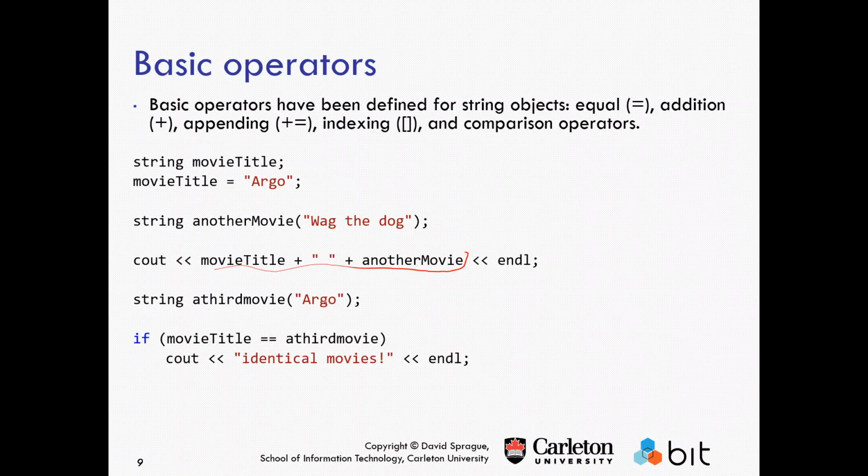I have a third movie named Argo. We're going to start that one. If this movie title here, the original movie title, which I haven't changed, is equal to this movie title, they are identical movies. I would assume that this thing is going to say Argo space Wag the Dog, new line, and then it's going to say identical movies. The movie title has not changed between this position here and here. This cout statement is just going to say Argo space Wag the Dog, and then it's going to say identical movies because the first movie here, Argo, and this movie, Argo, are the same thing.